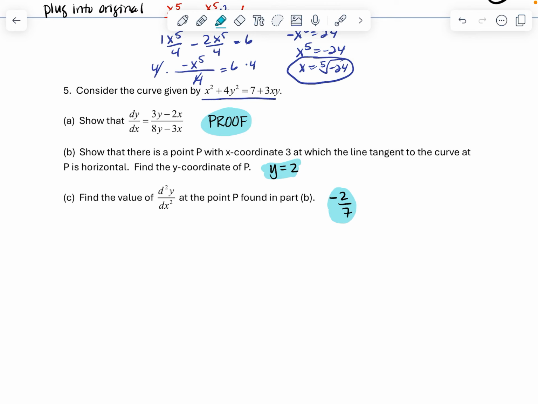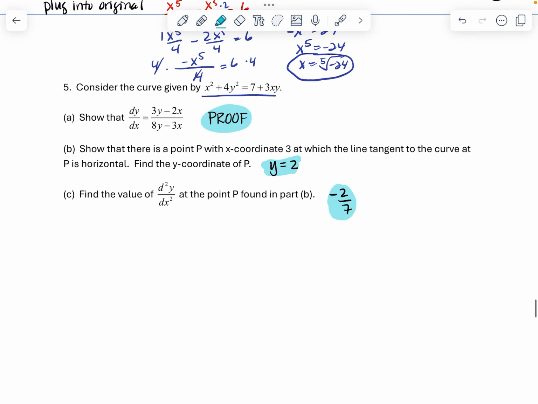All right, guys, here's FRQ number 5. So very similar to what you're going to see on Thursday here for part A. It says show that dy dx is 3y minus 2x over 8y minus 3x. So you guys truly try to show that the derivative equals that. Don't just make it up and go, oh, there it is. I'll be able to figure that one out, okay?